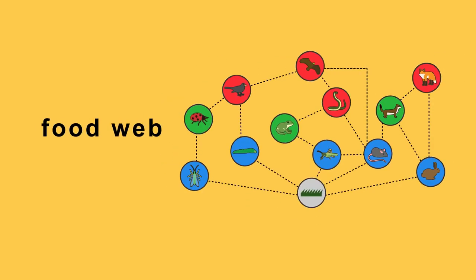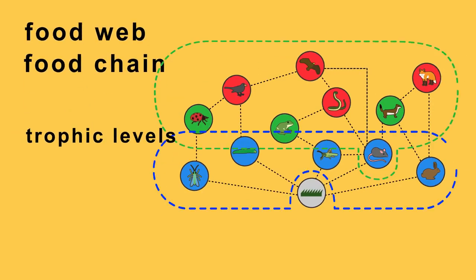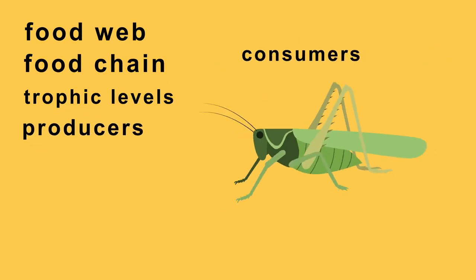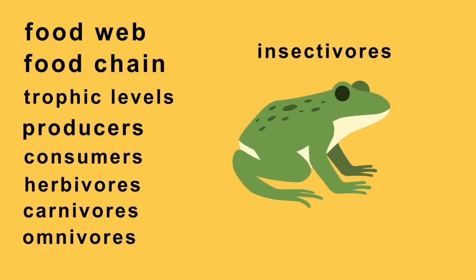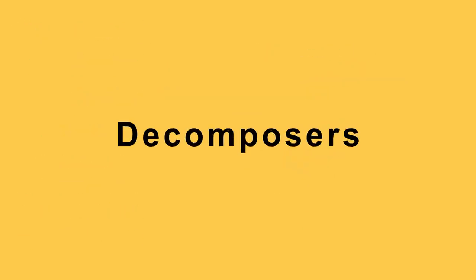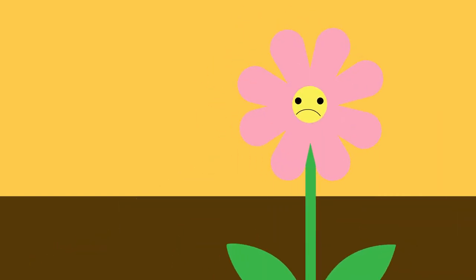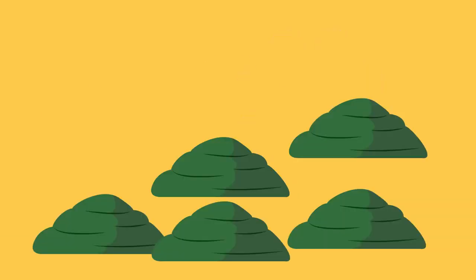So there we have a food web, food chains, trophic levels, producers, consumers, herbivores, carnivores, omnivores, insectivores, and so the final piece of the puzzle is decomposers. Decomposers break down dead plants and animals and waste and return nutrients back to the soil. Decomposers are very important for an ecosystem. If they weren't there, the plants would not get essential nutrients, and dead matter and waste would pile up.